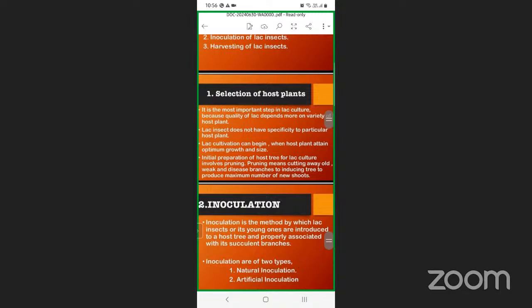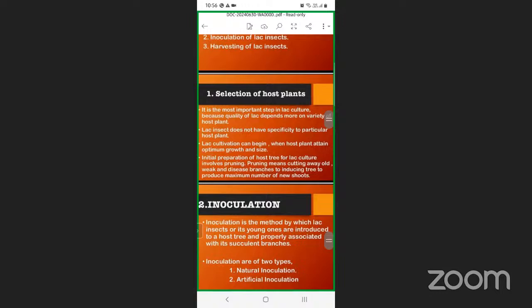It is the most important step in lac culture because the quality of lac depends mostly on the variety of the host plant. And the lac insect does not have specificity to a particular host plant. And lac cultivation can begin when the host plant attains the optimum growth and size.